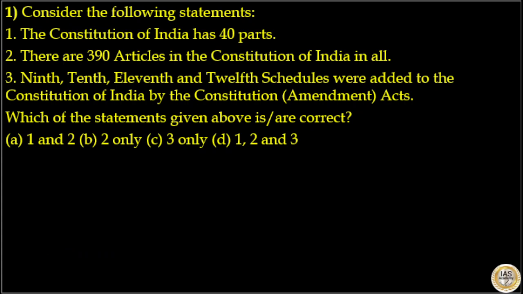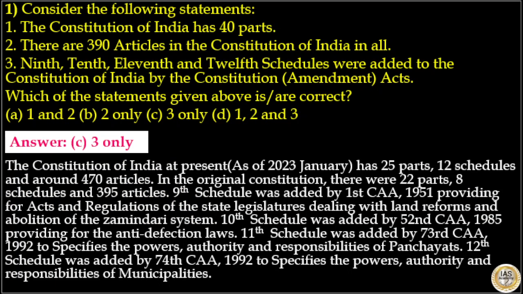Our first question is, consider the following statements. Statement 1: The Constitution of India has 40 parts. That is incorrect. Statement 2: There are 390 articles in the Constitution of India. That is incorrect. Statement 3: The 9th, 10th, 11th and 12th schedules were added to the Constitution of India by Constitutional Amendment Acts. That is correct. Which of the statements given above is or are correct? The answer to this question is option C, statement 3 only is correct.